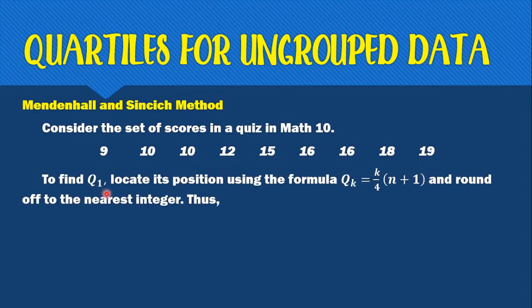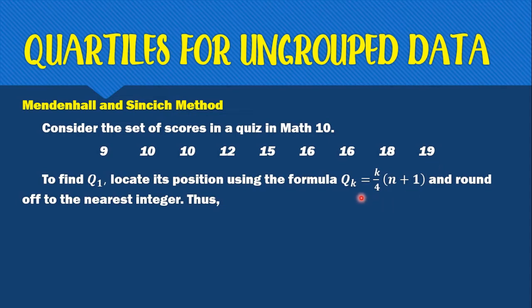Now, to find the Q sub 1, we locate its position using the formula Q sub k is equal to k over 4 times n plus 1, and round off to the nearest integer. We use Q sub k because we are referring to the quartiles. Our k refers to 1, 2, or 3 because there are 3 quartiles. And we have over 4 because the quartiles divide the data into 4 equal parts. Again, our n will be the total numbers here. Since 9 is the smallest value, 19 will be the largest value.